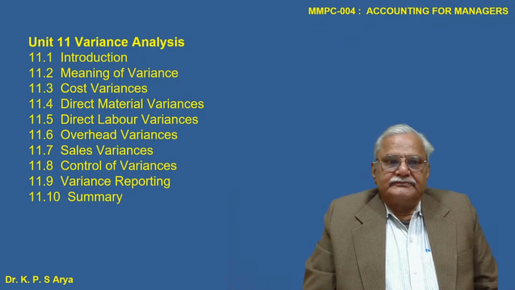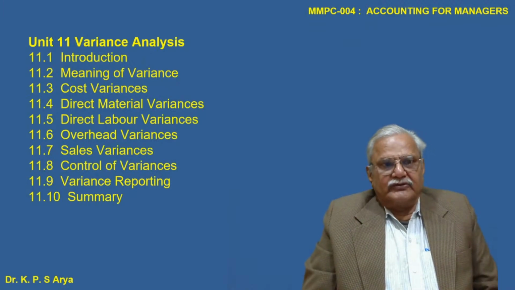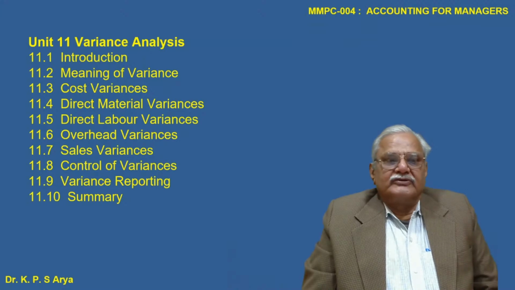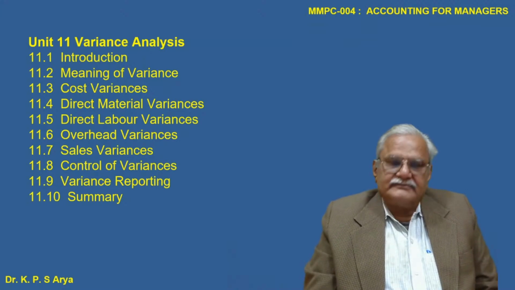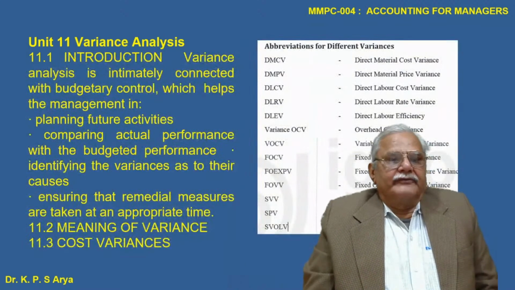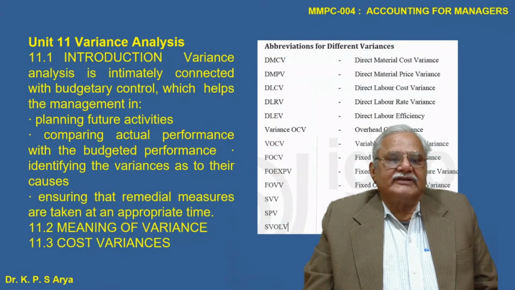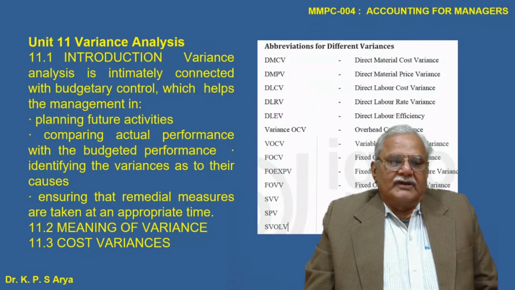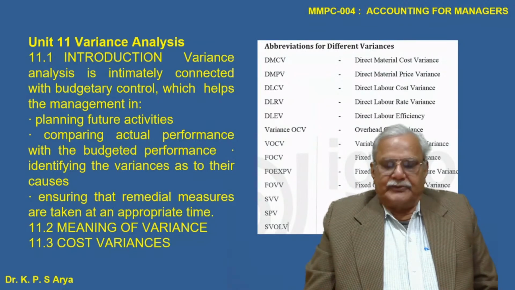Today we will take up the 11th unit of MMPC 4, which is variance analysis. Variance analysis is intimately connected with budgetary control, which helps the management in planning their activities, comparing actual performance with the budgeted performance, identifying the variances as to their causes, and ensuring that remedial measures are taken at the appropriate time.